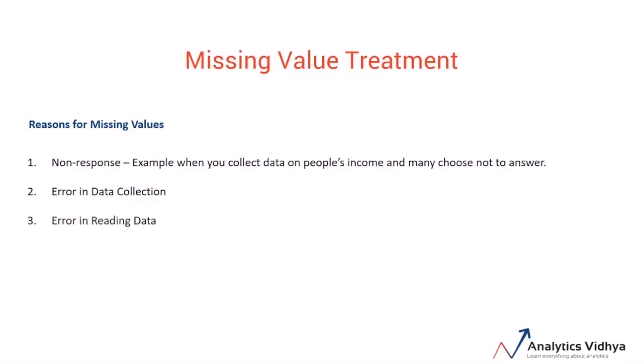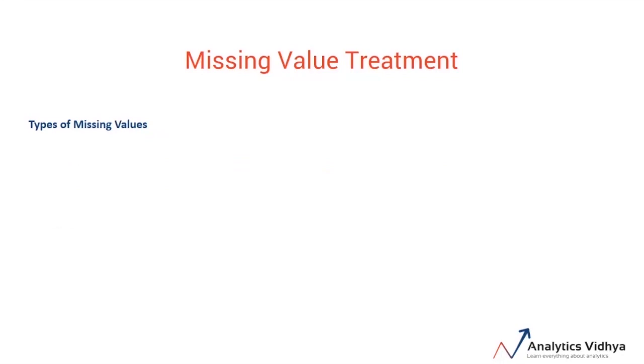The next reason for missing values is error while reading data. For example, there may be errors while reading some special characters, which may have a special meaning, but since they were not read properly, they are transformed into missing values. Now that we know the reasons for missing values, let's look at the different types of missing values.